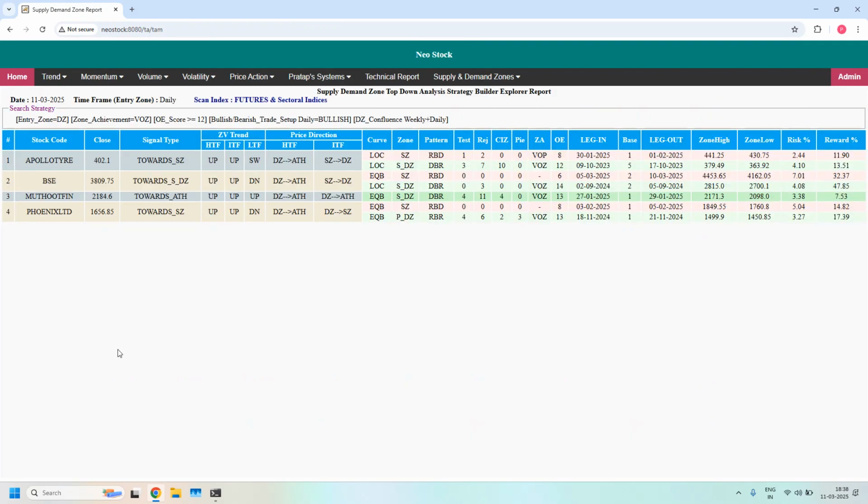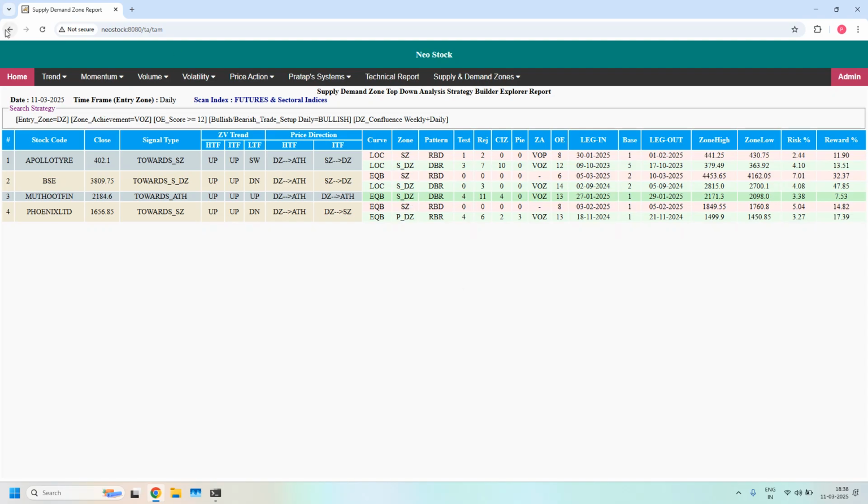With this filter, from 8, the stocks come down to 4 stocks. In these 4 stocks, these daily demand zones are overlapped with weekly demand zones. Weekly trend is up in all these stocks, ITF trend. Because daily is overlapped with weekly, if weekly demand zone has weekly EMA confluence, then these daily zones could be even more high probability to get the success.